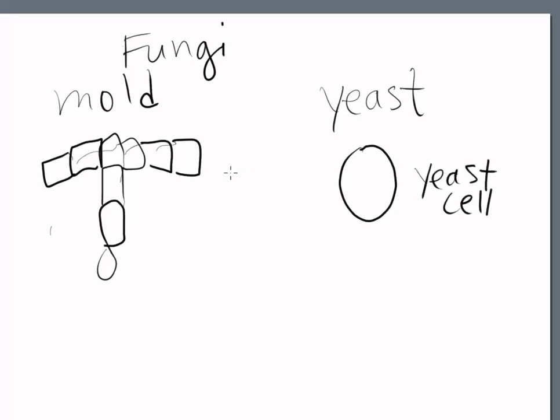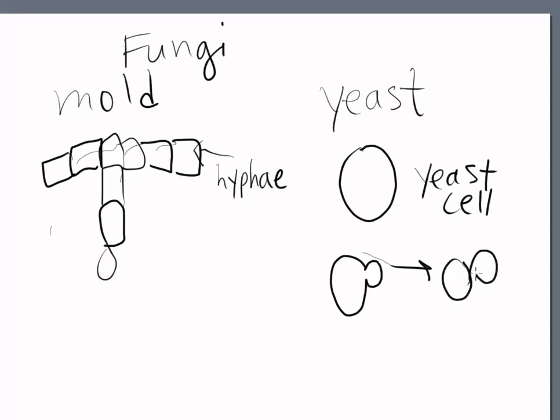The individual cell of a mold, just one of these rectangles, is called a hyphae. For a yeast cell, when it multiplies, it almost looks like it gets pregnant. It gets a little bump, and that bump gets bigger and bigger until eventually it gets so big that they split into two separate organisms. And this is called budding.